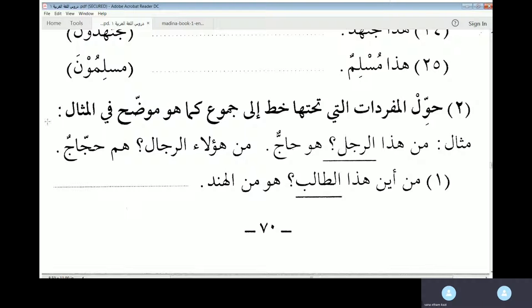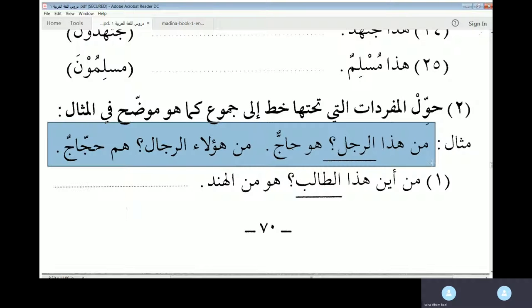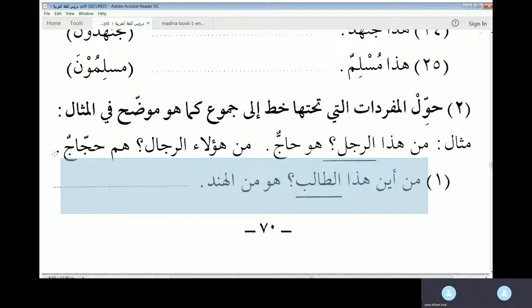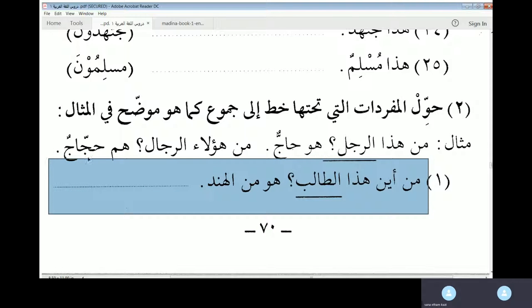Example: Man hadha rajul? Who is this man? Huwa hajjun, he is a pilgrim. Man ha'ula'i rijal? Who are these men? Hum hujjaj, these are pilgrims. Wazeh karna means to express. Next question.